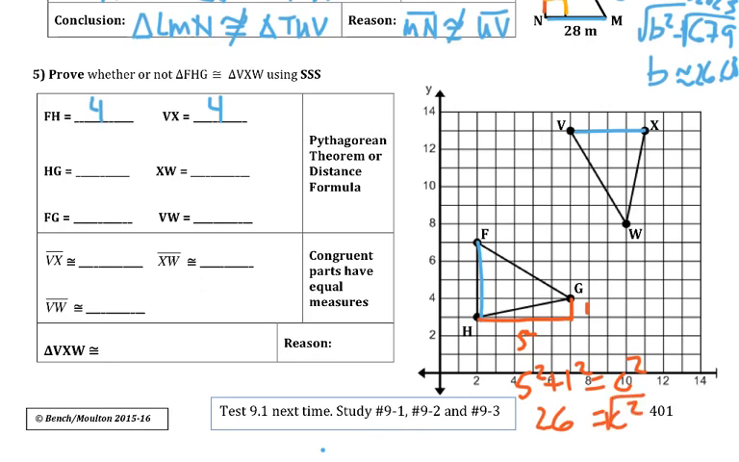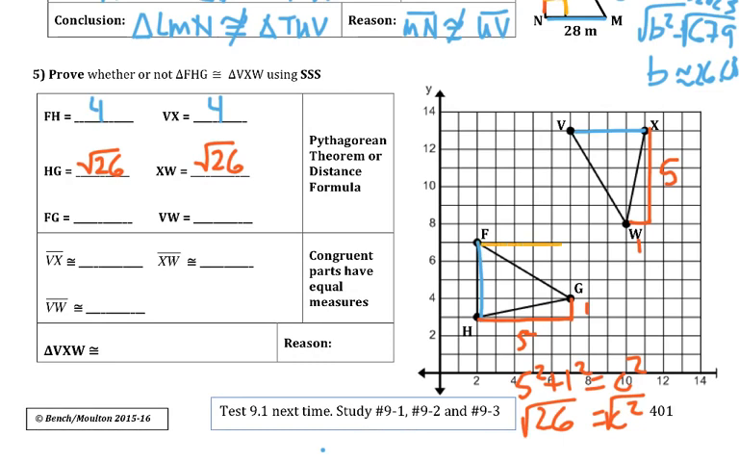Then you take the square root. So C is going to be the square root of 26, or HG is the square root of 26. Now let's go check that with XW. So if I draw a right triangle, we're going to have a side length of 1. The other side is 1, 2, 3, 4, 5. Notice they have the same side lengths on that right triangle, so the length of the hypotenuse will be the same length. So we're going to say this is the square root of 26.